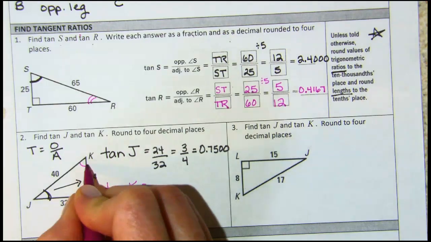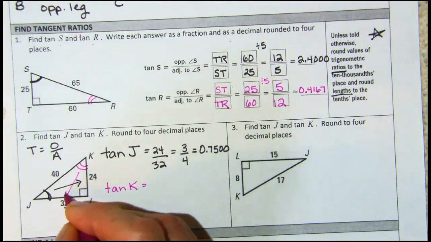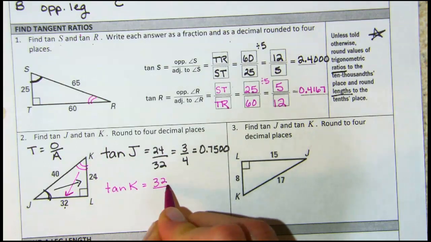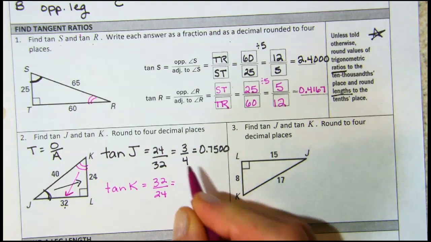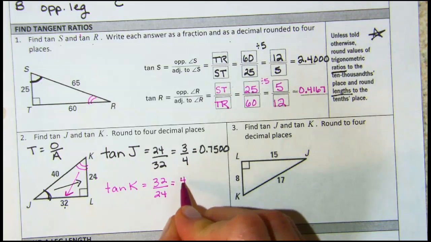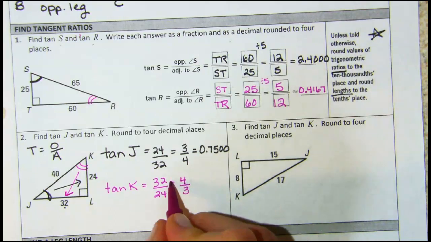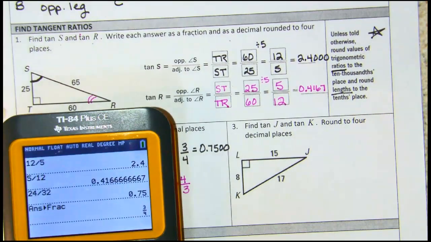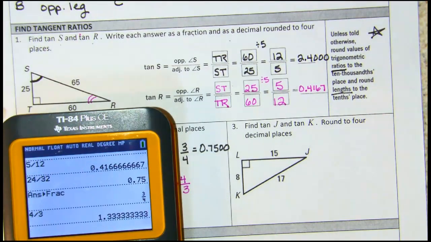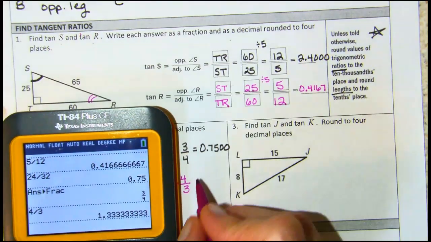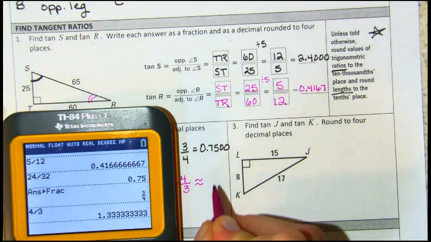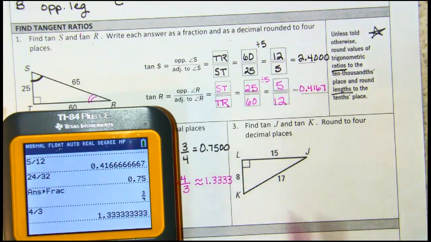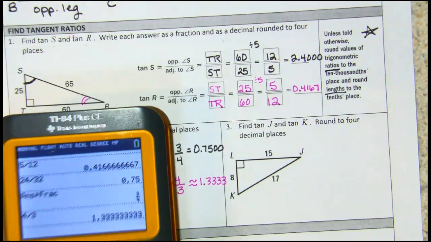Now, switching to tangent K, we are now to this reference angle, opposite over adjacent, so 32 over 24. Reduce that down, that is going to be 4/3. Now, this is equal to, but 4/3 does not divide evenly. It's going to be a repeating decimal. So I'm going to say approximately 1.3333.